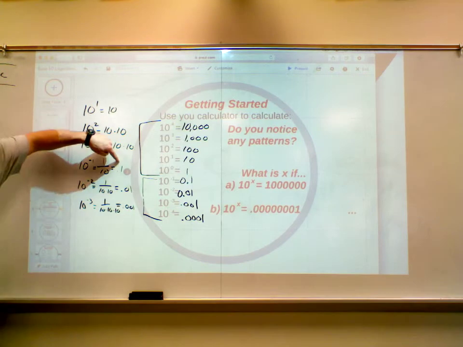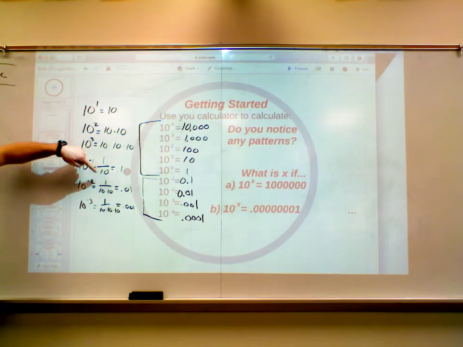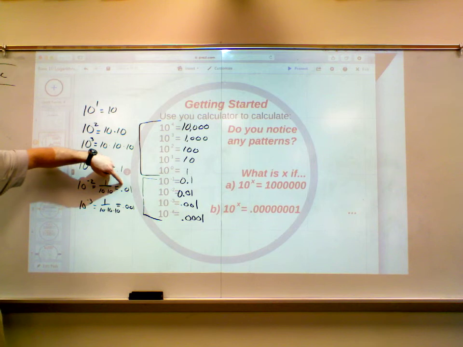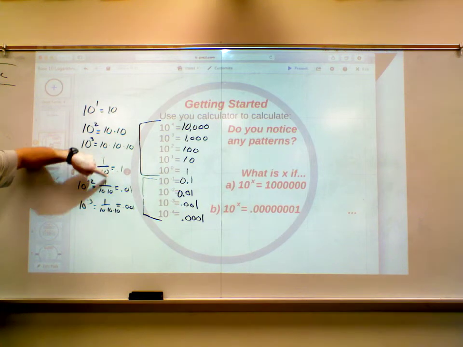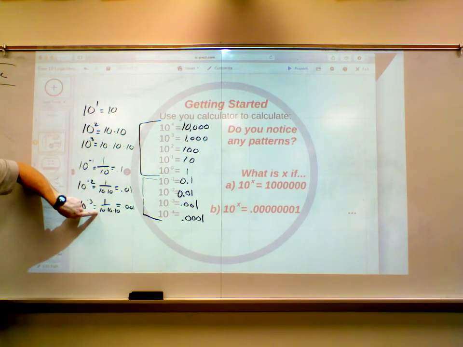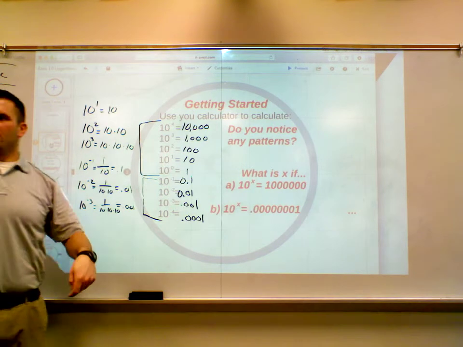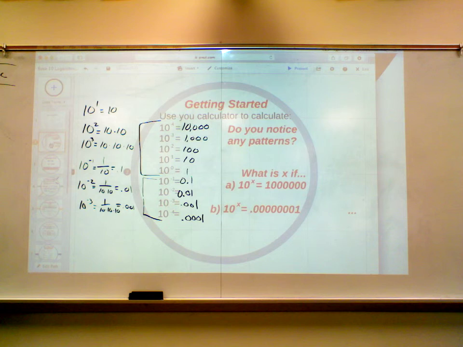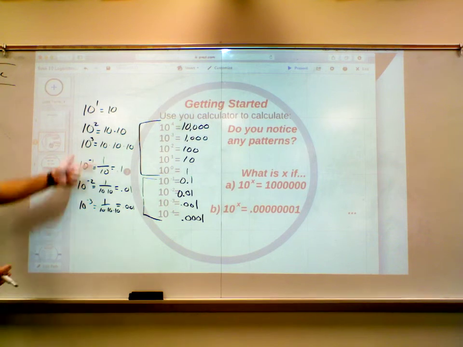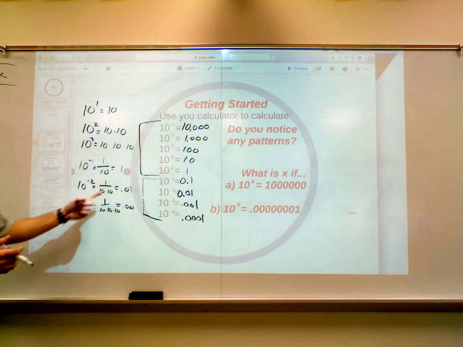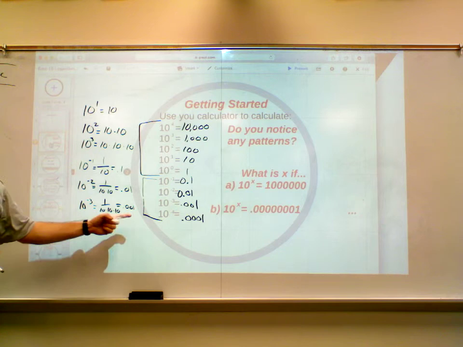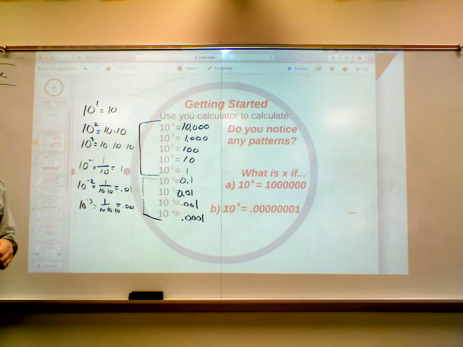That's why this is called a tenth, because it's 1 over 10, right? It's a fraction. This is called a hundredth, because it's 1 over 100. And this is called a thousandth, because it's 1 over 1,000, right? If it's 1 over 5, it'd be 1/5, right? But since it's 1 over 10, it's 1/10 or a tenth. Hundredth. Thousandth.